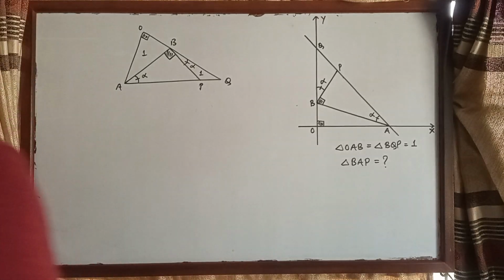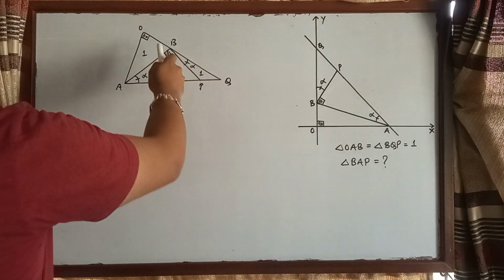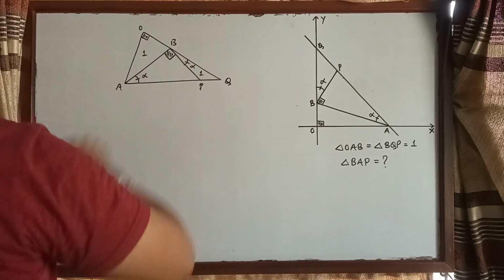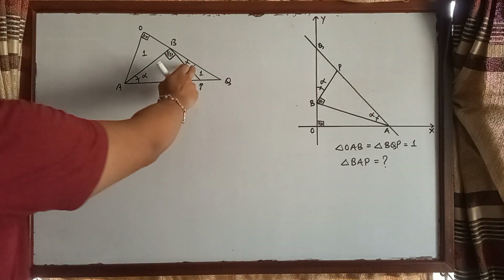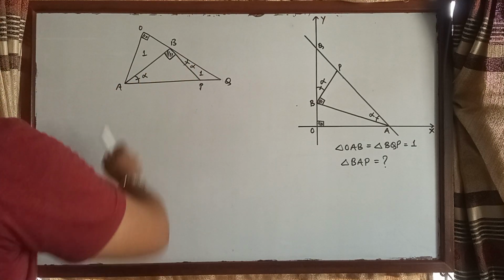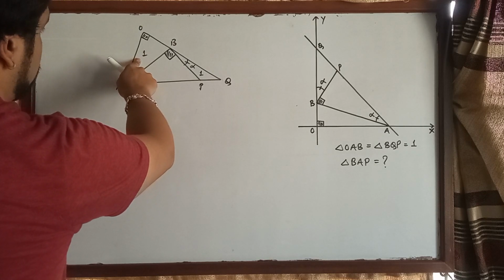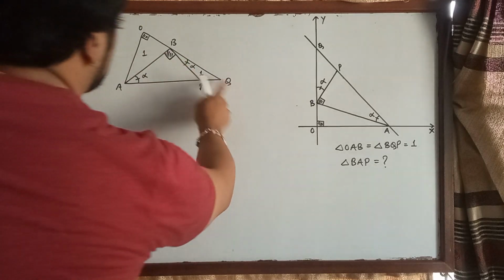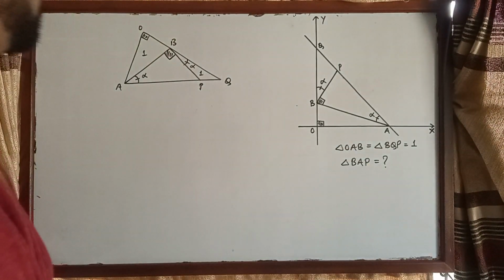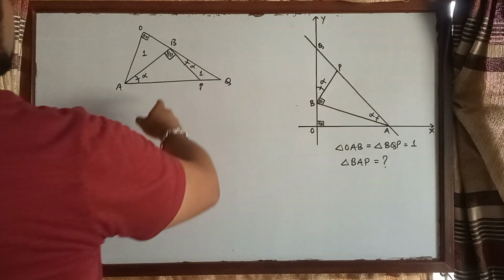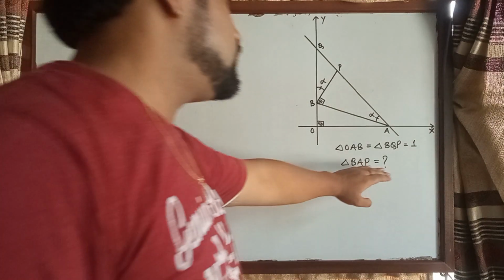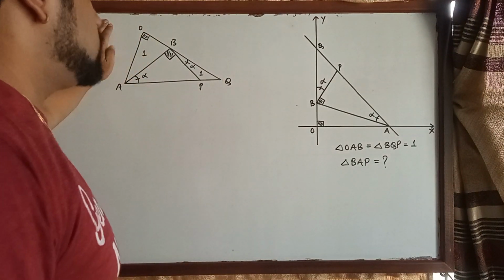Okay, we're given a right angle triangle OAB, and AB is perpendicular to BP, as you can see right here, and these two angles are equal. We're also given that the area of triangle OAB is equal to the area of triangle BPQ, and both of those areas are 1. What we need to do is find the area of triangle BAP. Now this is the original question.